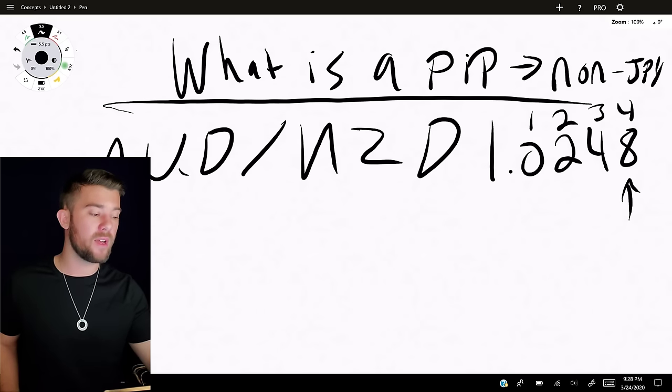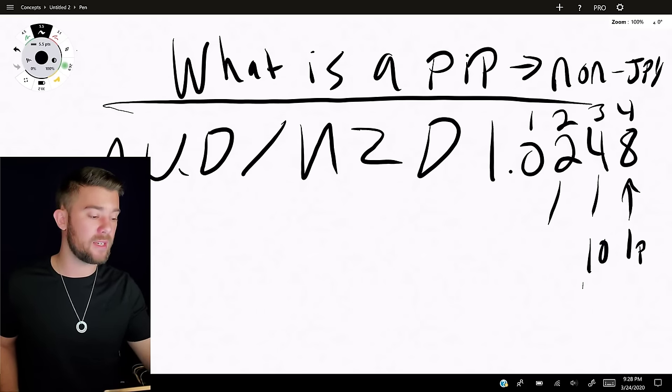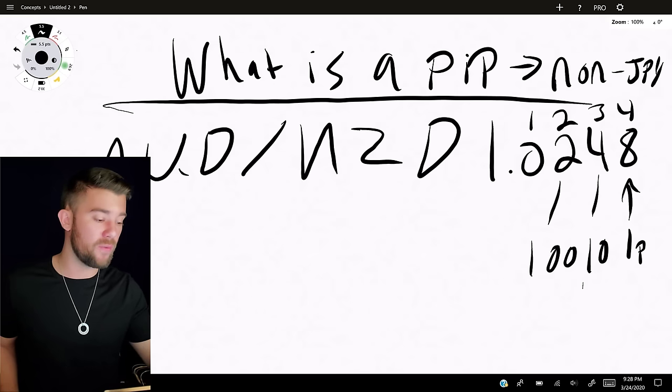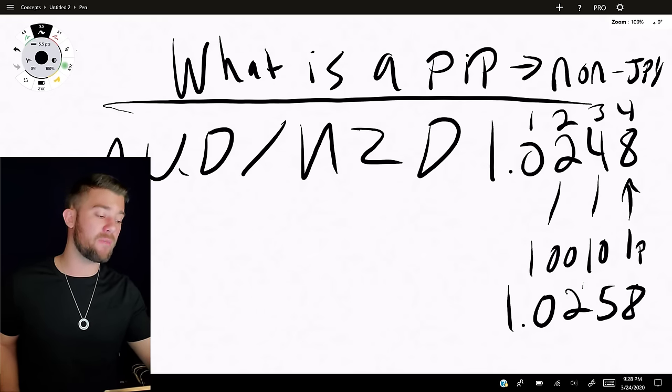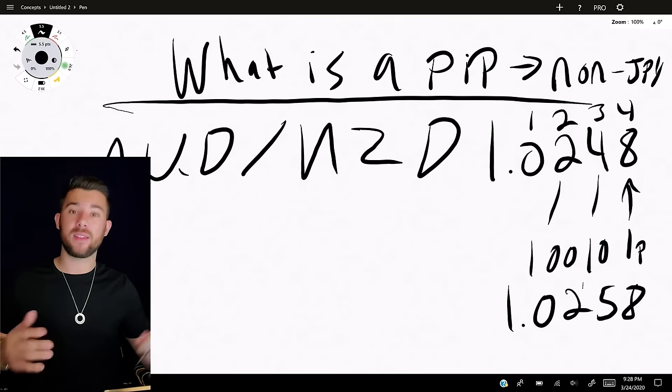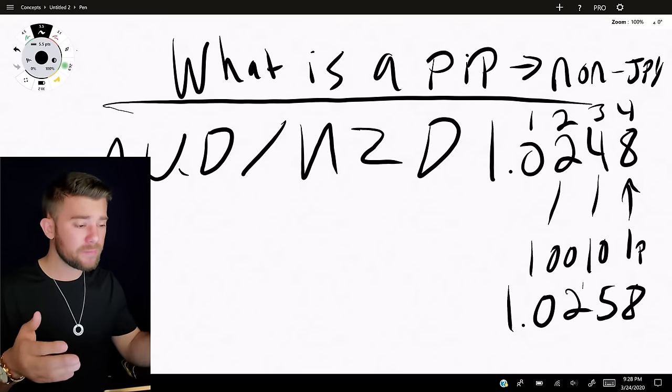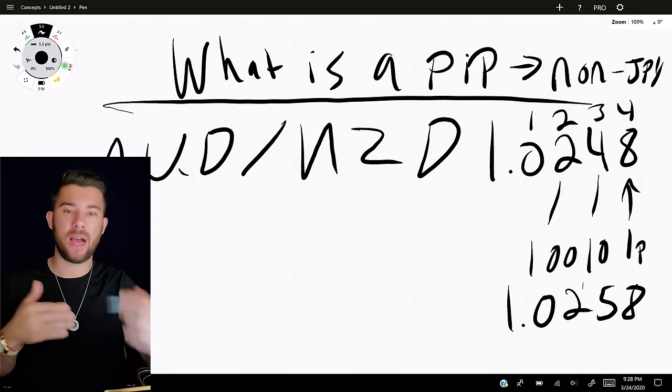1, 2, 3, 4 after the decimal. This is one pip. This is the tens. This is the 100s. So if we move to 1.0258, then we have moved up 10 pips. That's how you need to be looking at it in terms of what a pip is and how it's valued.